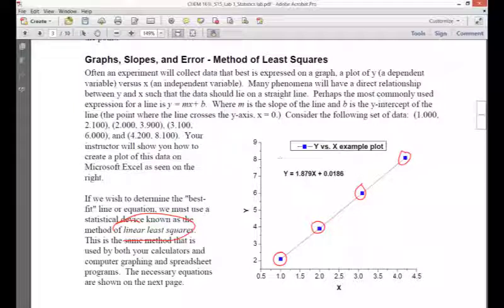Well, the equation for the line is given here, and we usually see it in the symbolic form as y is equal to m times x plus b, where m is the slope, and this would be our 1.879, and where b is the y-intercept, the point at which this line will intersect the y-axis down here, and that's given here for this particular example as 0.0186.